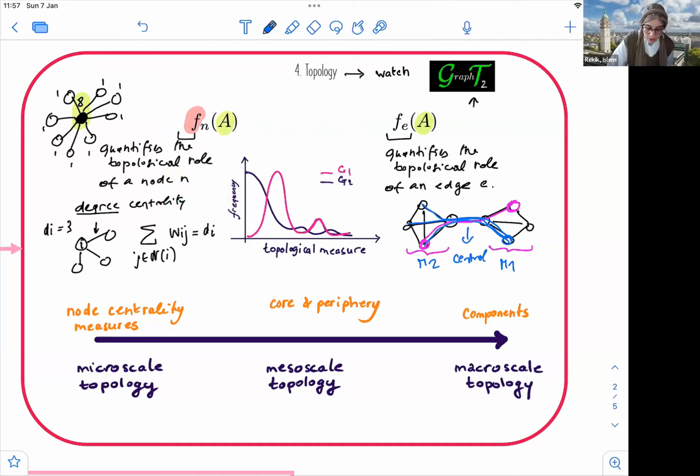And you can use, for example, measures such as betweenness centrality for edges to get a value that tells you that this edge has the highest betweenness centrality, and the rest are quite small. So these values are very small. Once you do that, you can somehow read the topology.